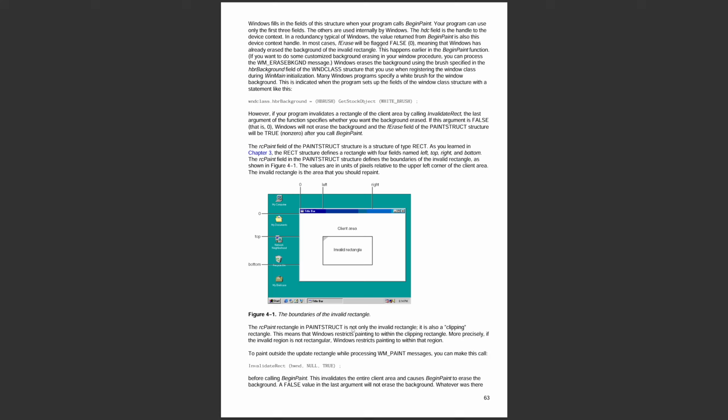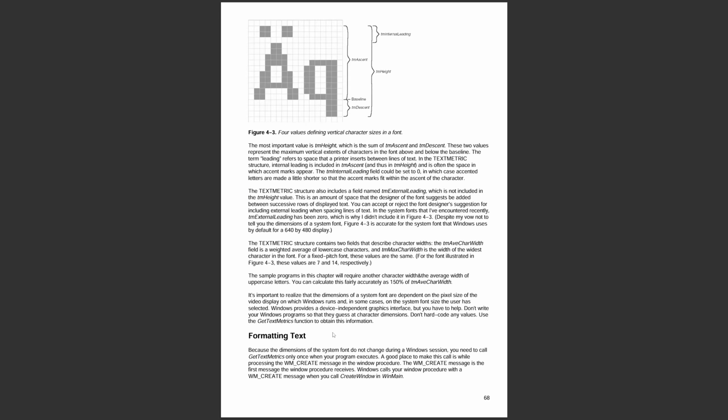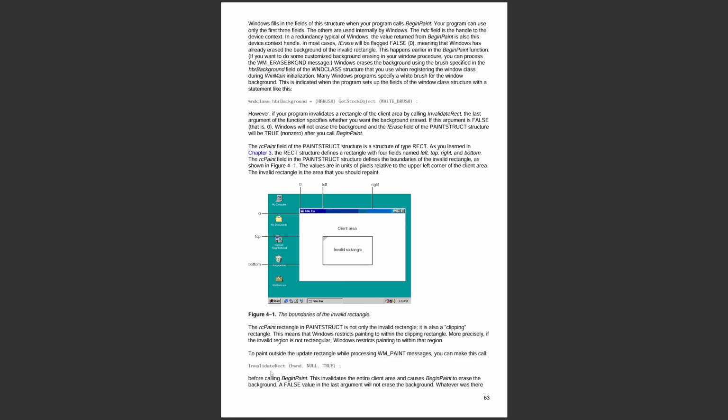The rcPaint rectangle in PAINTSTRUCT is not only the invalid rectangle, it is also a clipping rectangle. This means that Windows restricts painting to within the clipping rectangle. More precisely, the invalid region is not rectangular. Windows restricts painting to within that region. To paint outside the update rectangle while processing the WM_PAINT message, you must make this call: InvalidateRect with our handle, NULL, TRUE being passed in as parameters before calling BeginPaint.